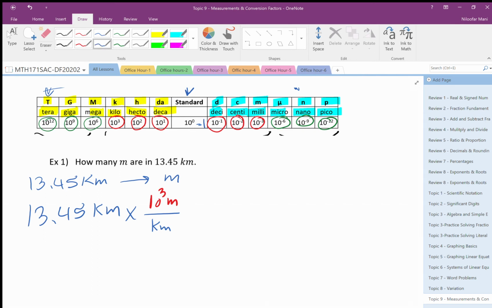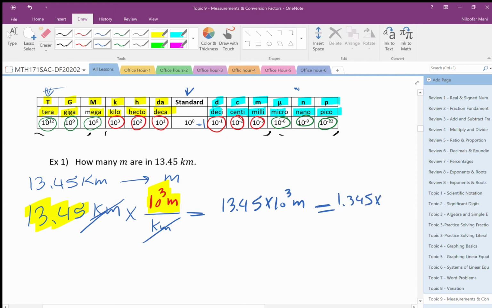Now, am I done? Yes, because I wanted to go to meter. Cancel this and this. What is left? These and these. Oh, perfect. So it is 13.45 times 10 to the power 3 meters, which is 1.345 times 10 to the power 4 meters if I want to show scientific notation. Or if I want to show decimal notation, the standard notation is 13,450 meters.